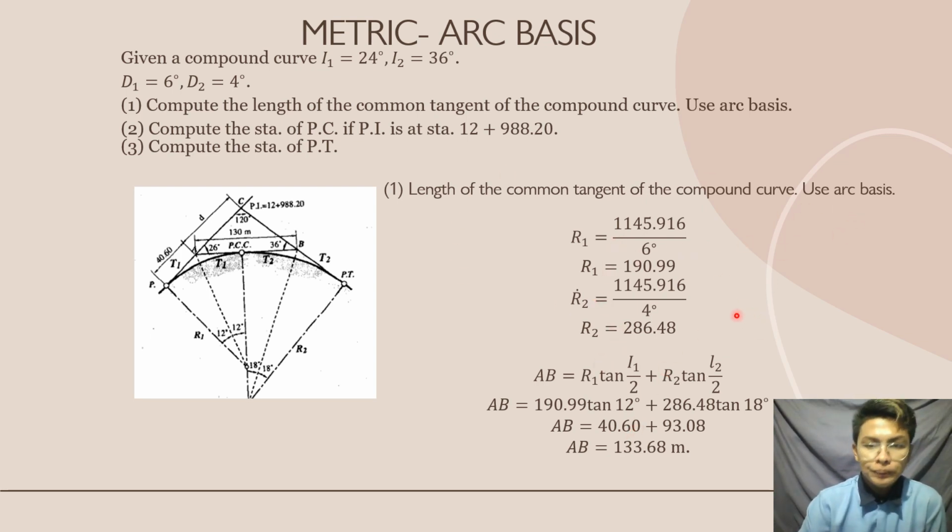Using the formula, R1 is 1145.916 divided by 6, the first degree of the curve, which is equal to 190.99. Next, R2 is equal to 1145.916 divided by the second degree, 4, which equals 286.48. Using the formula for the length, AB is equal to R1 tangent I1 divided by 2 plus R2 tangent I2 divided by 2. So using the given values, we have AB is equal to 133.68 meters.